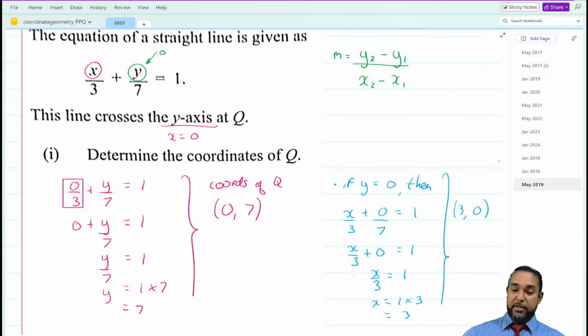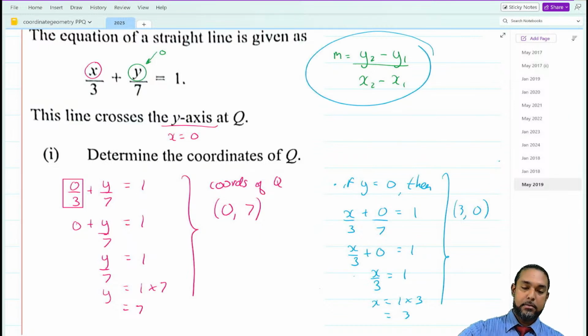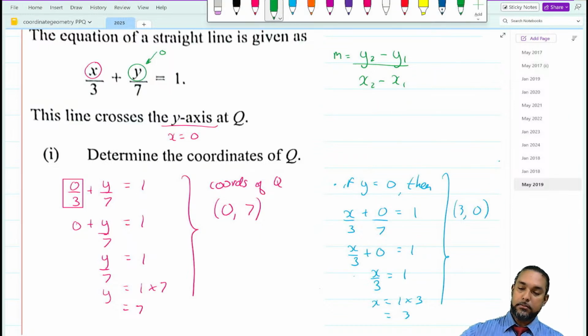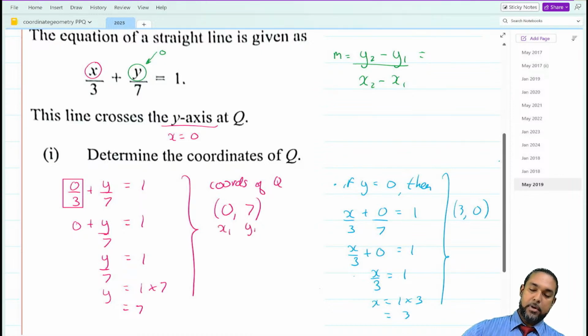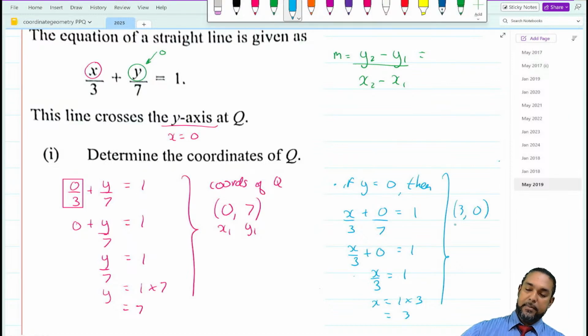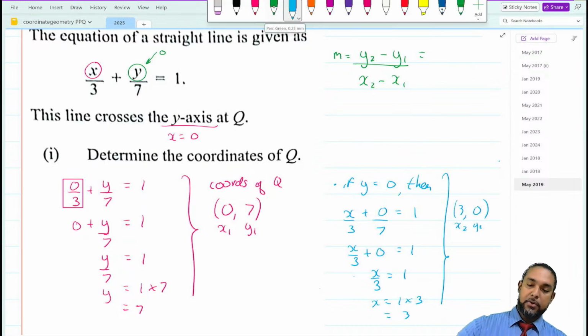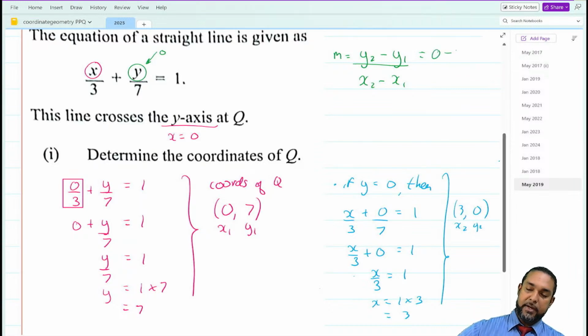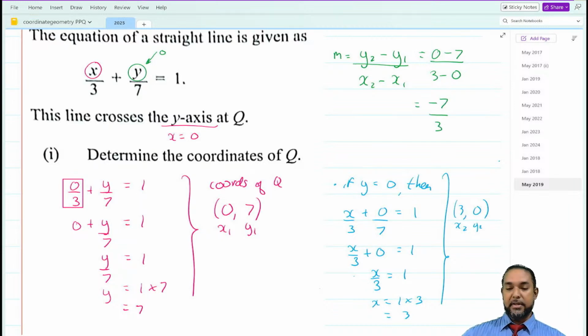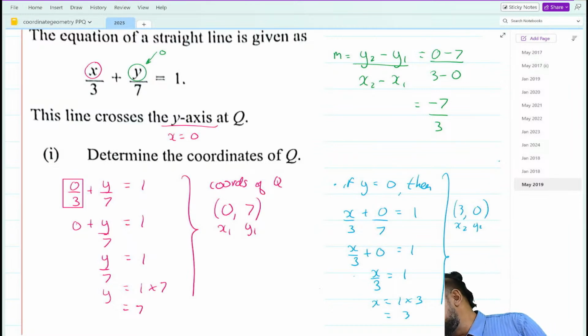And what you could do now is use that, the blue, in conjunction with the pink, up in the green. So this is your x1, y1 across here, and this is your x2, y2 down here. So y2 is 0, y1 is 7. So you have 0 minus 7 all over x2 minus x1, which is 3 minus 0. So we have minus 7 over 3. And that's the answer there. That's the gradient of the line.